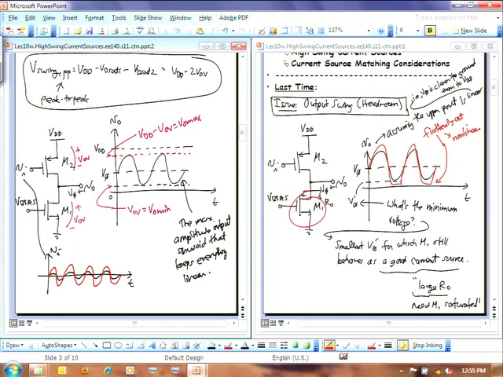All right? And so if it tries to go bigger, what happens? It's got a faster slope going up, but once it hits that, it's got no more gain anymore. Suddenly R naught turns into R naught prime, which is the very small resistance of a triode type transistor.